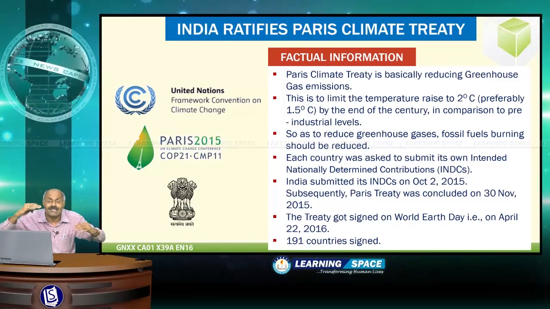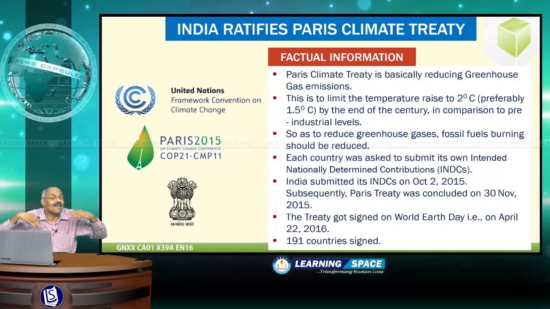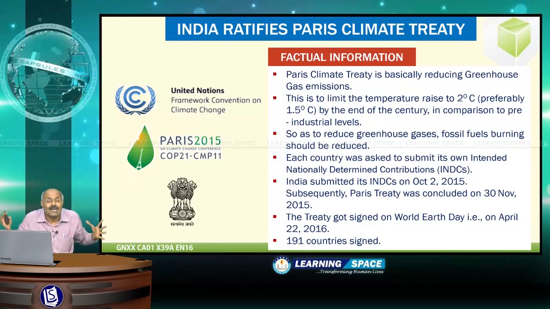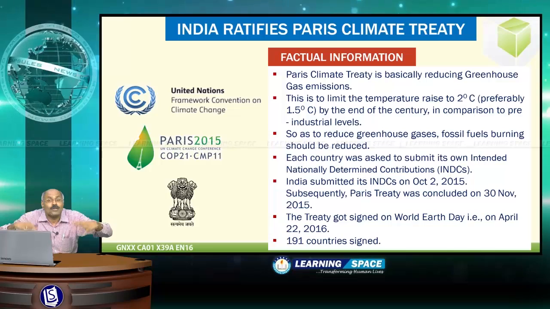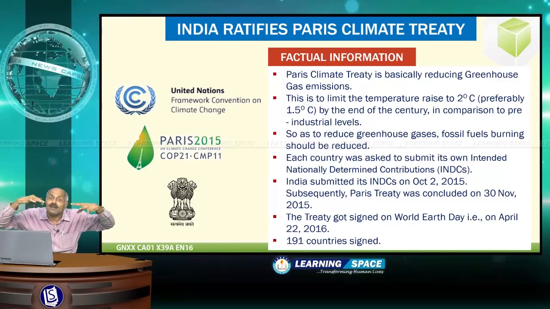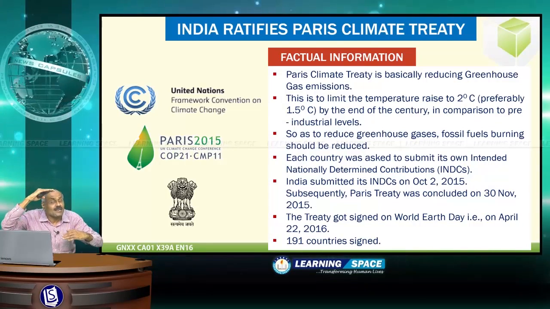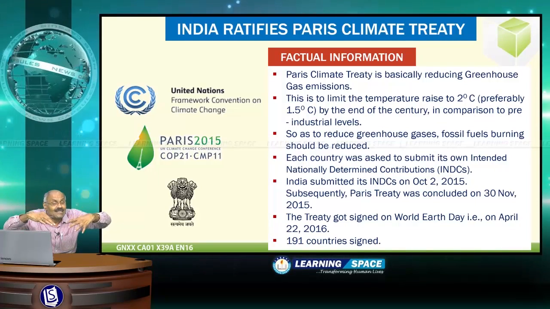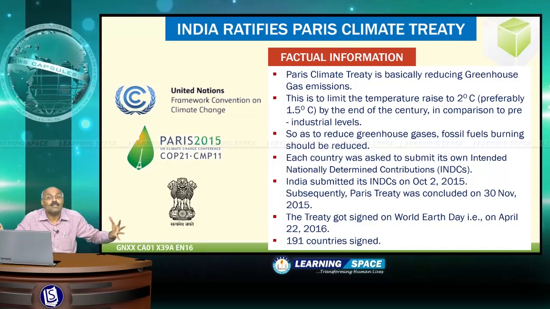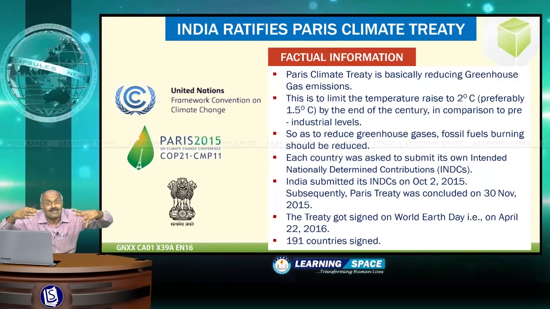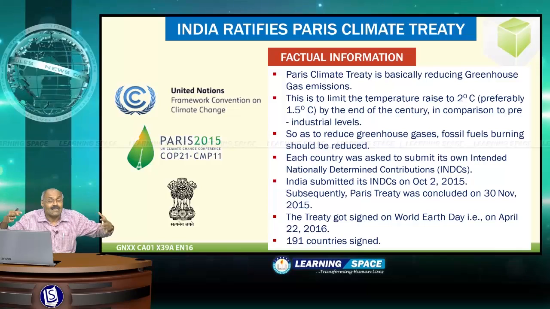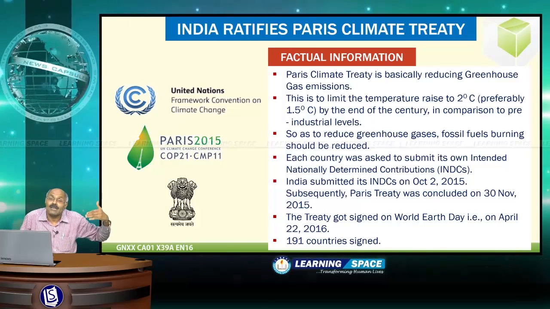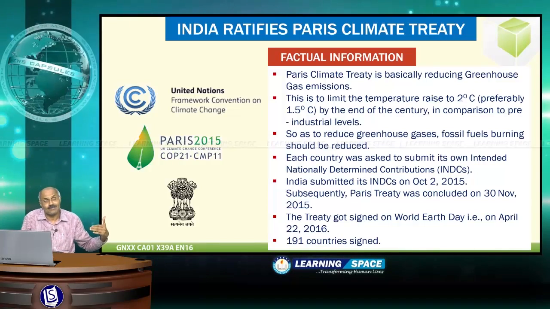What I mean to convey is, in comparison to pre-industrial levels, the temperature rise should be restricted to 2 degrees centigrade, preferably 1.5 degrees centigrade by the year 2100. So, as to restrict the temperature rise, we have to have control on greenhouse gases. So, this Paris Treaty is all about controlling the greenhouse gases, right?